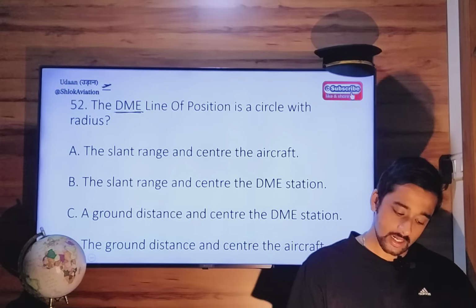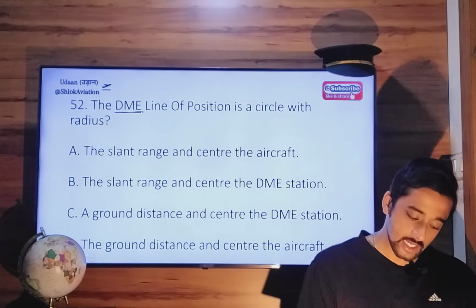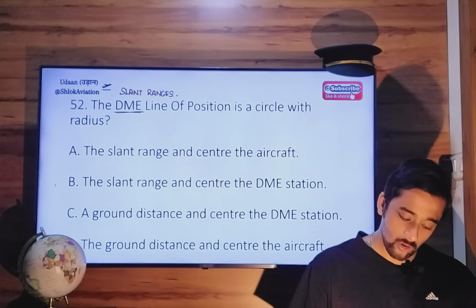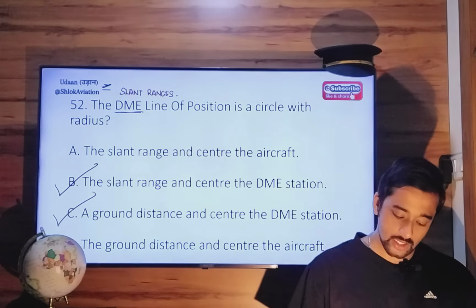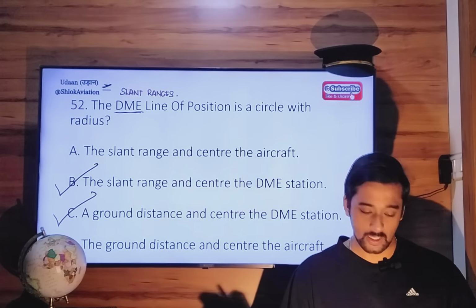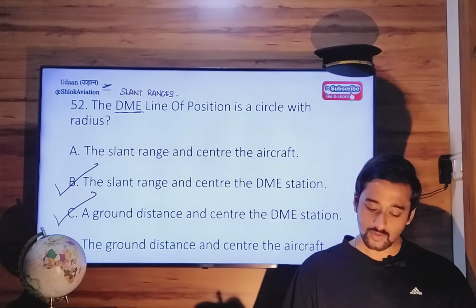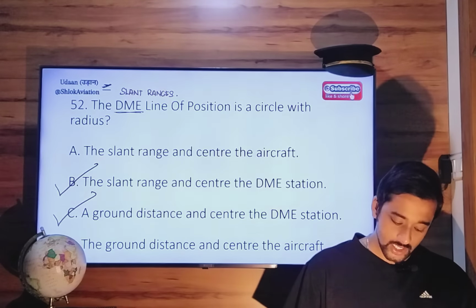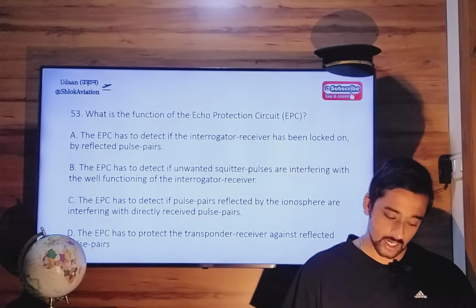Now we all know that the ranges given by the DME station are slant ranges, right? The correct answer here will be Bravo, but there can also be a chance that Charlie can be an option: a ground distance of which the DME is the center. Okay, so Bravo and Charlie are both correct options actually.